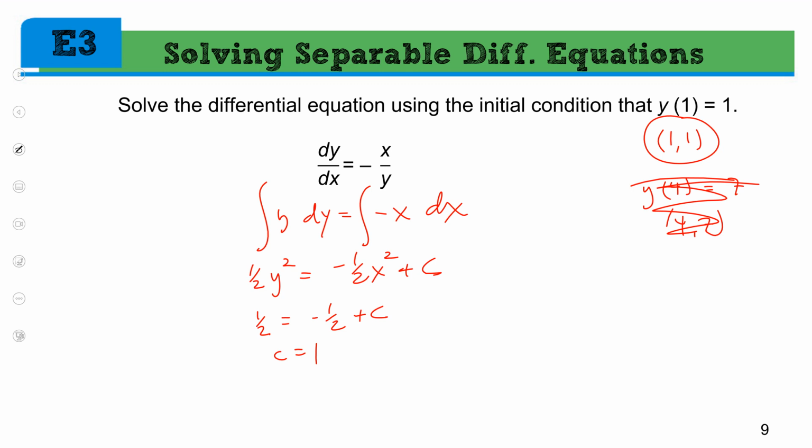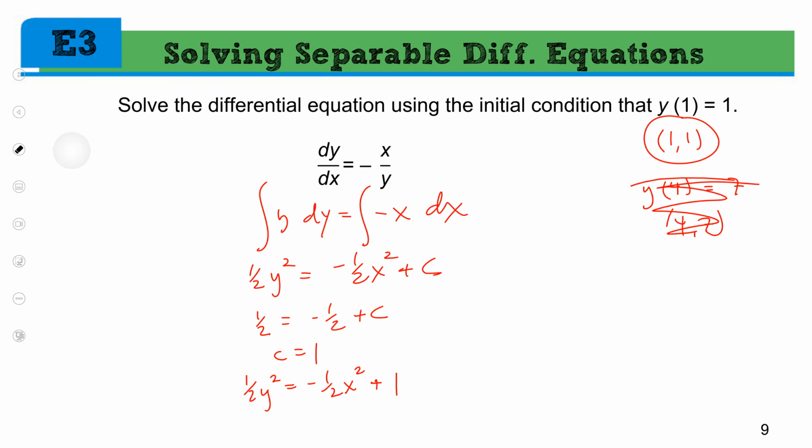So this becomes 1/2 y squared equals negative 1/2 x squared plus 1. Now you're saying to yourself, we're done. What else can we do? Isolate y, get everything in terms of x. How do we do that? What would you do first? I would multiply the right side by 2 first, and then I would take the square root of that. So in other words, you're going to multiply everything by 2?